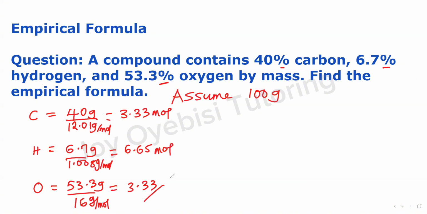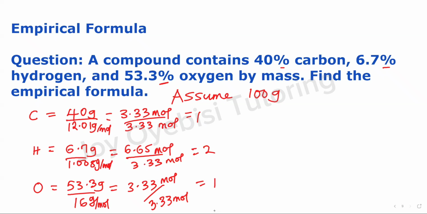So now the next thing we do is divide by the smallest mole. So carbon and oxygen happen to have the same amount of mole, and they are both the smallest compared to 6.65. So we're going to divide all through by 3.33. This gives 1. 3.33 for this one as well. That gives us 2. And then this one as well. And this gives us 1.